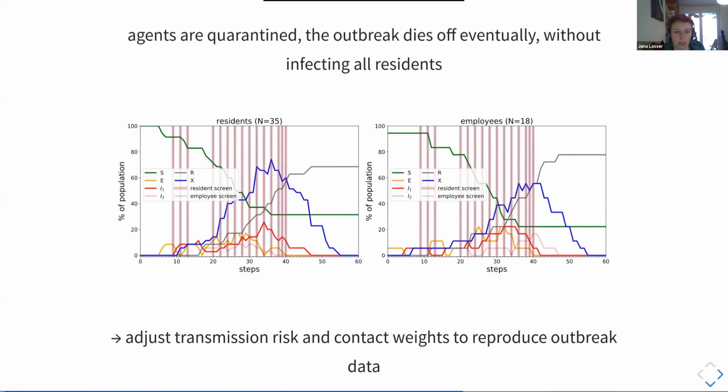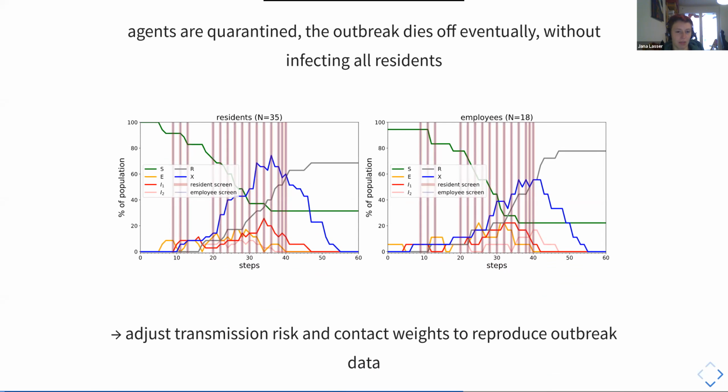Now, if we do that, we get simulations or curves that look like this. Similar to the curve I've shown you before, you can see the number of susceptibles dropping over time, the number of recovered rising over time. But what is new here is the blue curve. Those are the quarantined agents. And what is indicated by the vertical red lines here, those are screens.